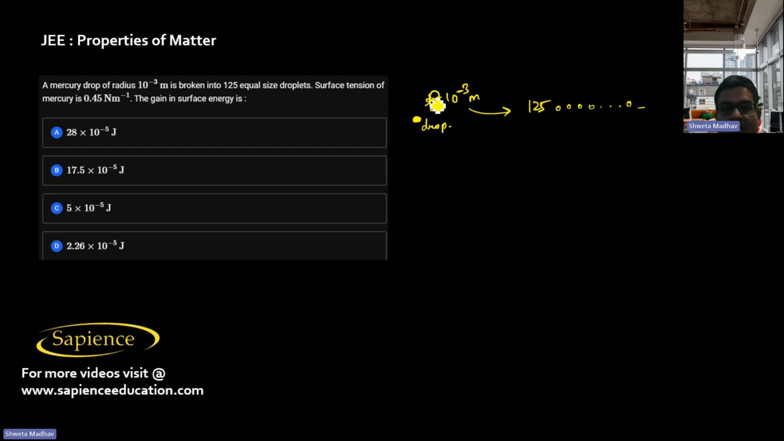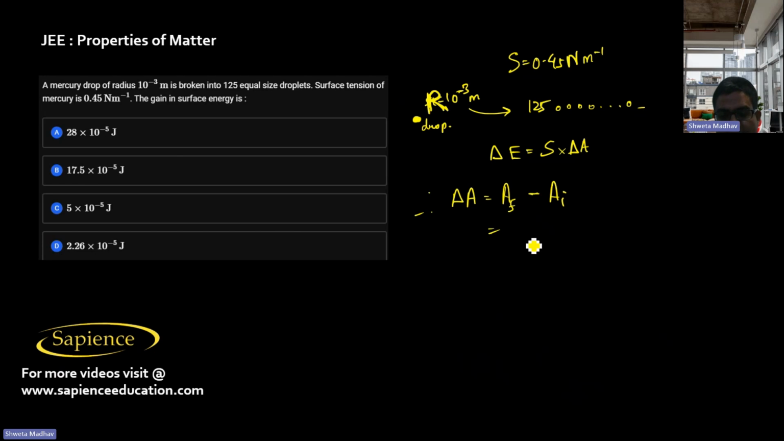So let's call the radius of the large drop capital R. Given are 125 equal droplets, and the surface tension of mercury is 0.45 Newton per meter. Then the gain in surface energy equals surface tension into gain in surface area. Now the gain in surface area is equal to the final surface area of all the droplets minus the initial surface area of the large mercury drop.